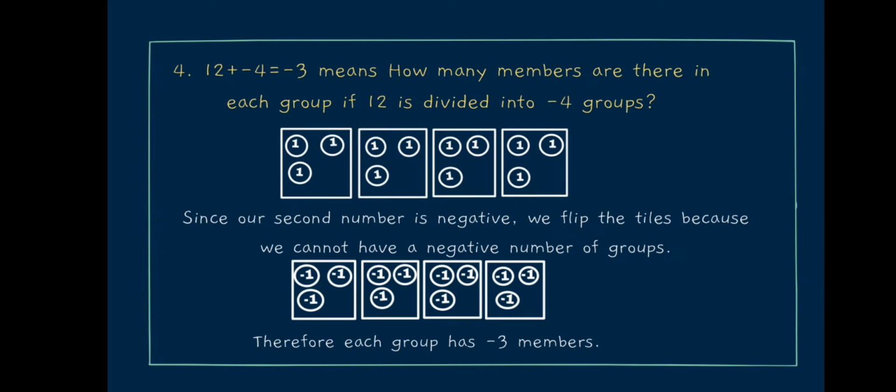The last example, 12 divided by negative 4 is equal to negative 3. How many members are there in each group if 12 is divided into negative 4 groups? Since our second number is negative, we flip the tiles because we cannot have a negative number of groups. So the answer will be negative: negative 3 members in each group.